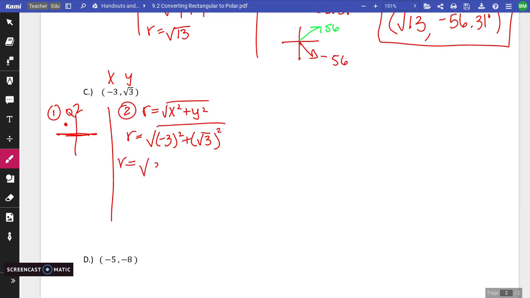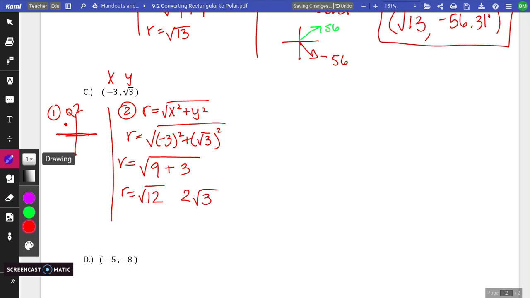Negative 3 squared is positive 9. Root 3 squared is just 3. Gets rid of the radical. So r equals square root of 12. You could simplify that to 2 root 3. I would be totally fine with either answer. At this point, either way is fine with me.